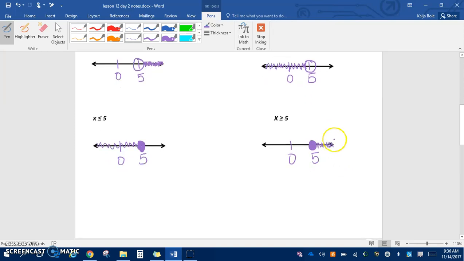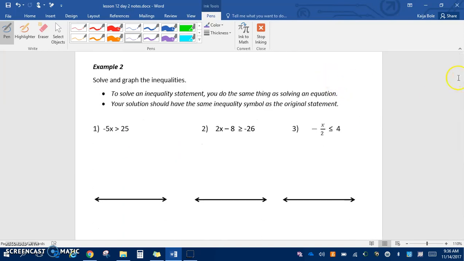Alright, let's go ahead and flip over to the back side. And now here we're going to have to do some solving and then some graphing. So number 1, I have negative 5x is greater than 25. So here I need to divide both sides by negative 5.